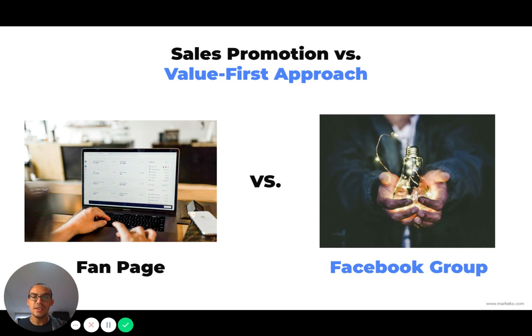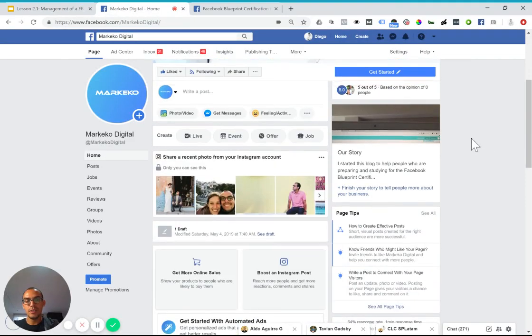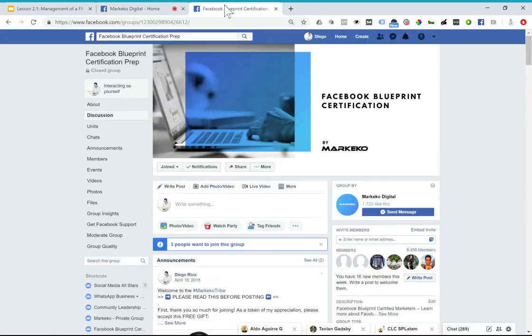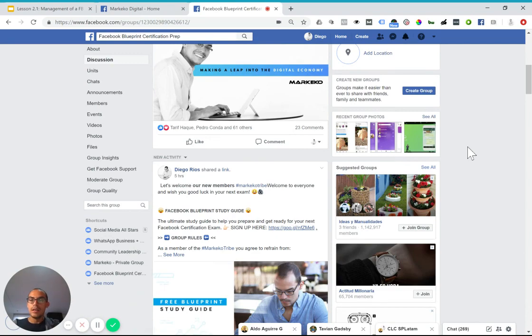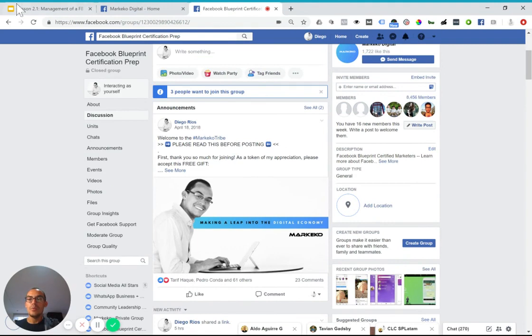And so I think the first thing that's important to realize is that the biggest difference between one and the other is that one is for sales and the other, I would say, is for a value-first approach, right? In a fan page, what you're trying to do is more about sales. Yes, you can build a community within your fan page, but it's very different than having a group. Within a group, you have much more closeness with your community. You can interact with your members, right? You could do a lot more with them.